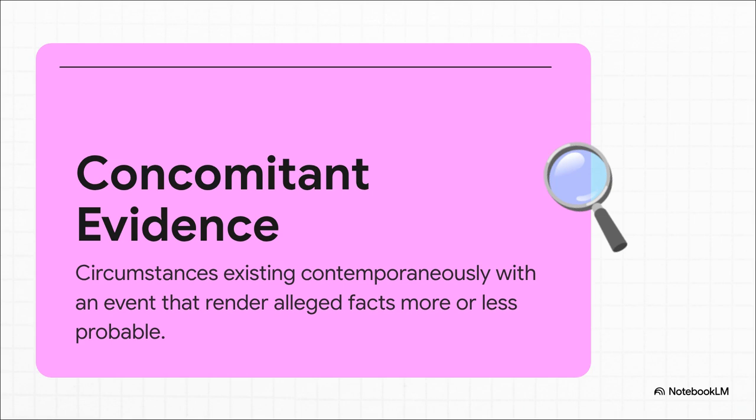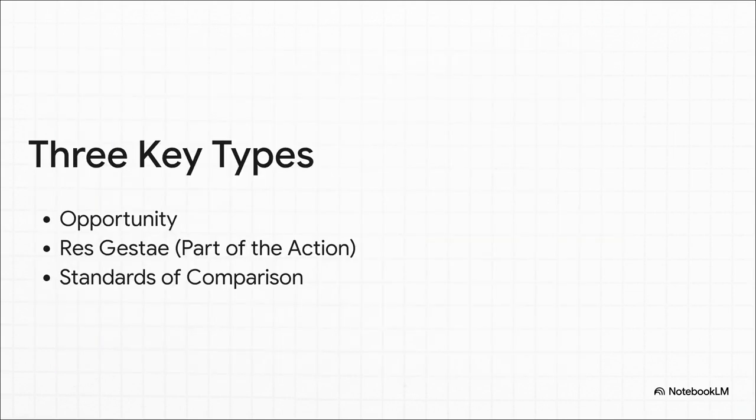Its whole job is to make the story you're telling the court seem either way more likely or way less probable. Okay. So this one big idea breaks down into three really practical, powerful tools for your legal toolkit. First, we've got opportunity. Second, the one with the fancy Latin name res gestae, which just means part of the action. And third, standards of comparison. We're going to tackle each one.